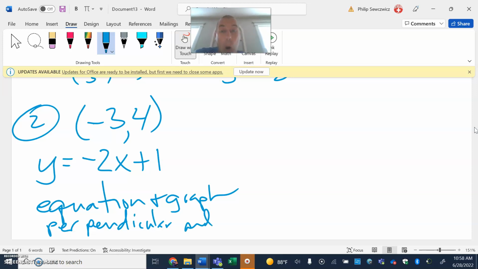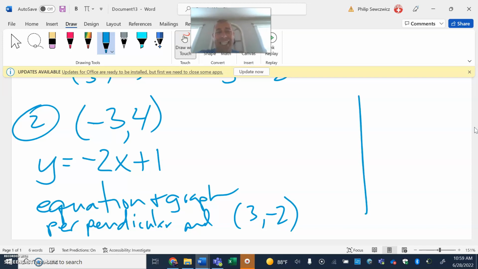And it goes through that ordered pair of 3, negative 2. So there's a lot that's going on here. So let me throw it all together. I want the equation of a line and a graph that's going to go through that ordered pair of 3, negative 2.